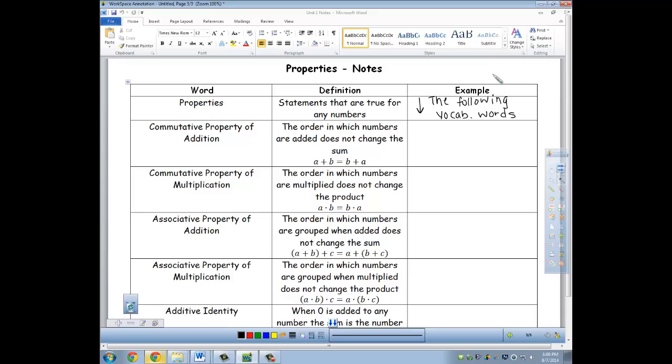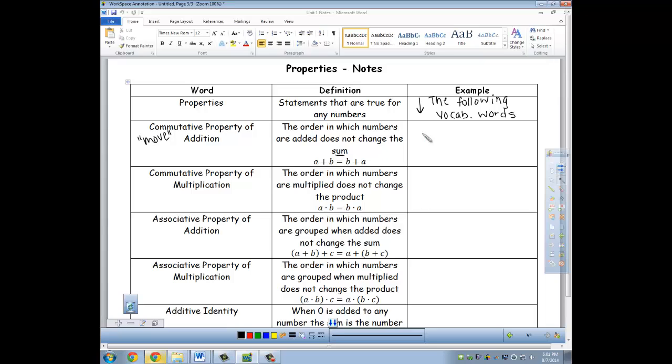So our first real property we're going to talk about is the commutative property of addition. Some of you may know what commute means. It means to move. So if you want to make a note, commute means move. What it is saying is the order in which numbers are added does not change the sum. So you can literally change the numbers around or move the numbers around, and you'll get the same answer if you are adding.